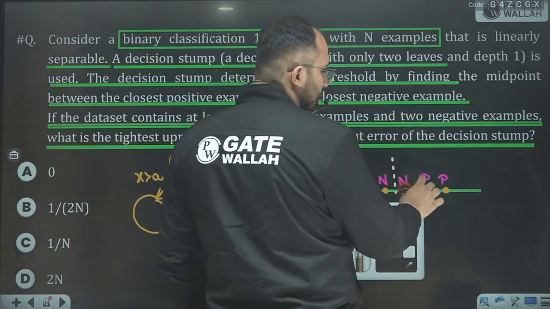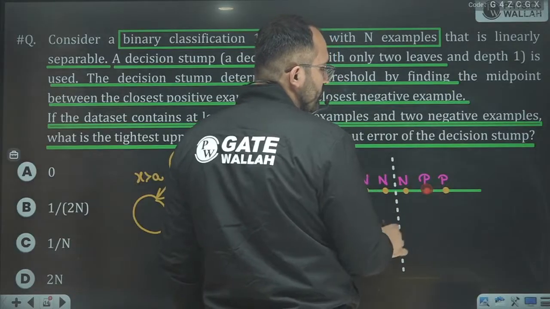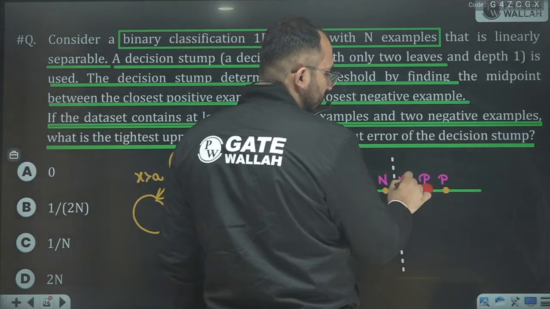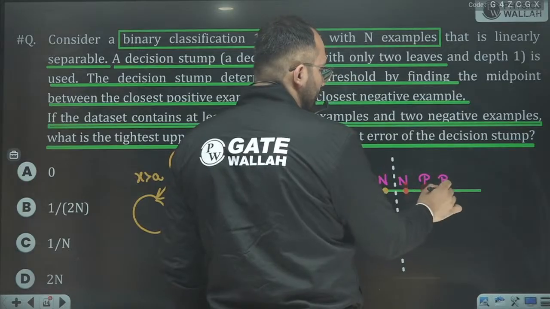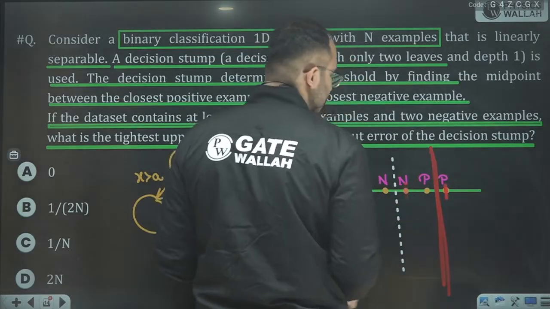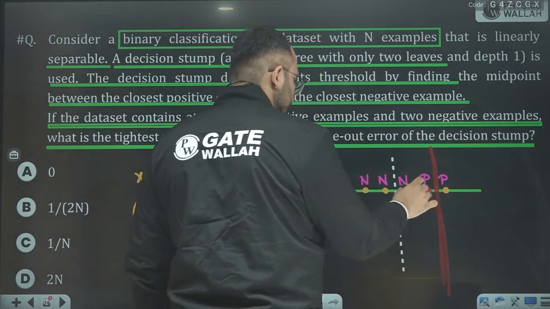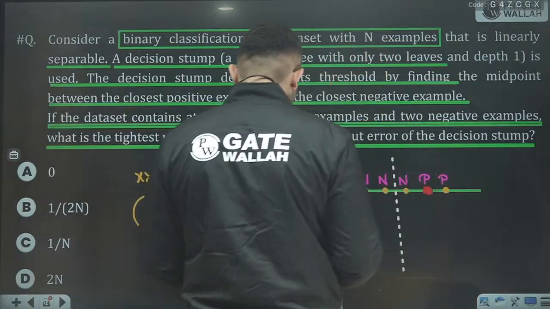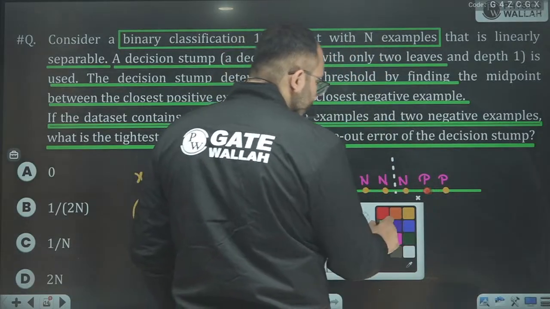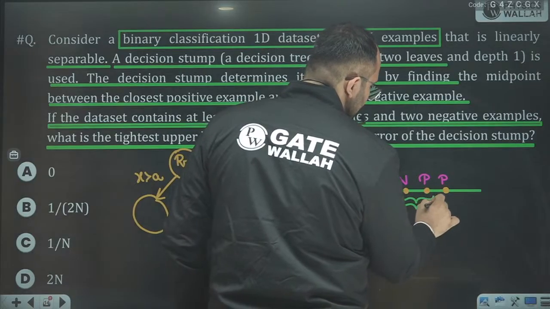Similarly, suppose this is in validation. So the threshold will be found by the negative and the positive points, and obviously the threshold can be here. The threshold can be here. So this point may go in error. So obviously both these points have the condition that they may go in error.